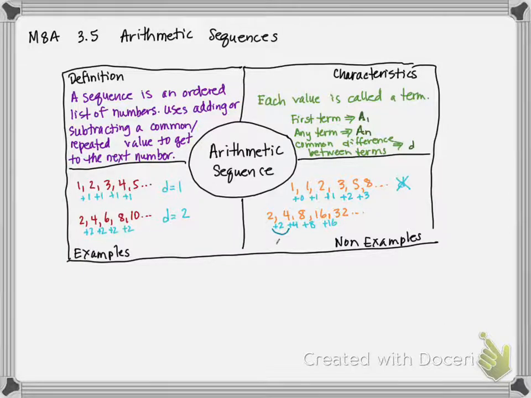How about 2 times 2 is 4? 4 times 2 is 8. 8 times 2 is 16. 16 times 2 is 32. So this is not arithmetic because it uses multiplication. This is actually called a geometric sequence.